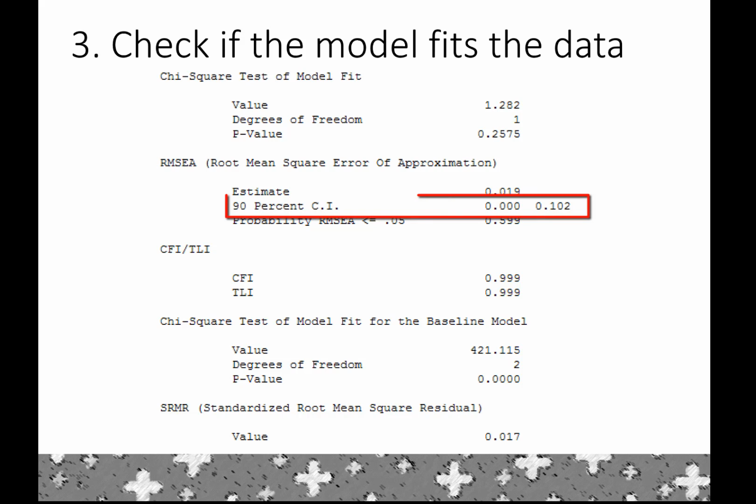The RMSEA comes with a 90% confidence interval. You will want this confidence interval to be very narrow, because that means you have quite high precision and quite high confidence in your RMSEA estimate. And you will also want the upper bound of the confidence interval to be at least below 0.08, or even better, maybe below 0.06.